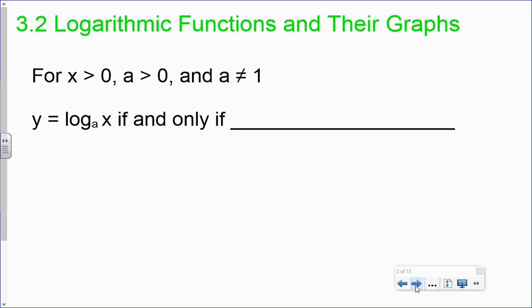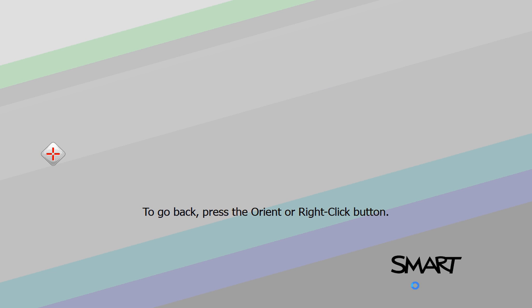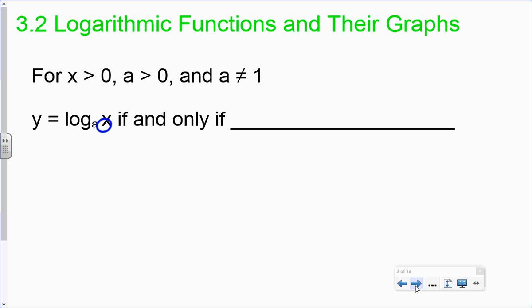Okay, so y equals log base a of x if and only if. Okay, log base a of x equals y if and only if base a raised to the y power equals x. Definition of a logarithm.